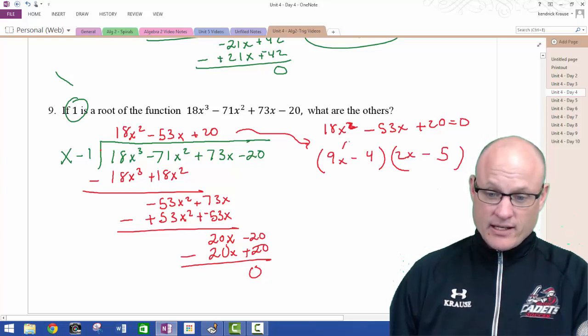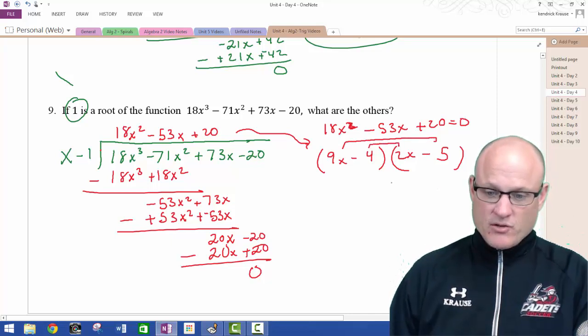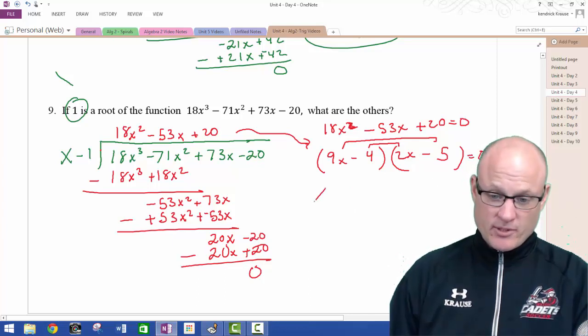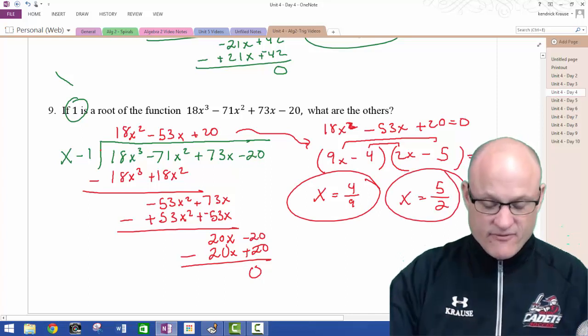Let's see. That's negative 45 and negative 8. That's negative 53. Good. So that's the end of the factoring. But I'm not done, because this one gives me x equals 4/9 as one of my other roots, and x equals 5/2 as my last root. All right, division is over.